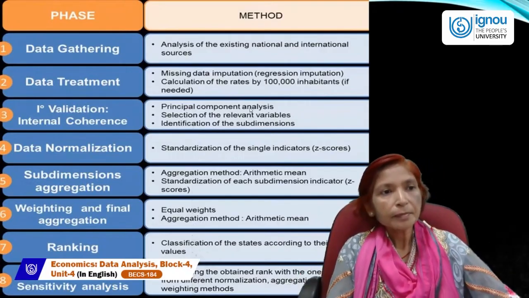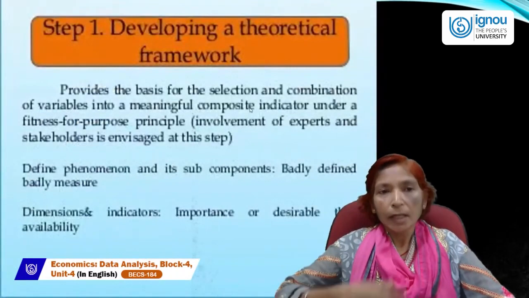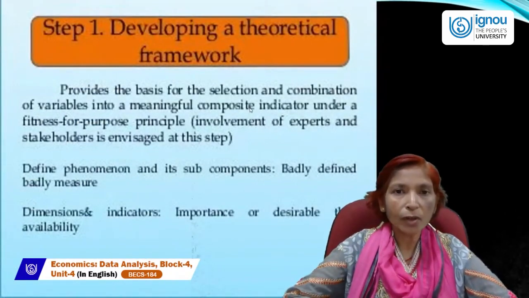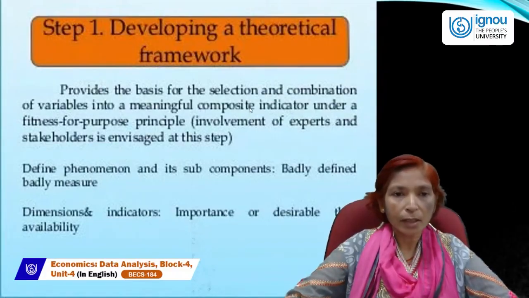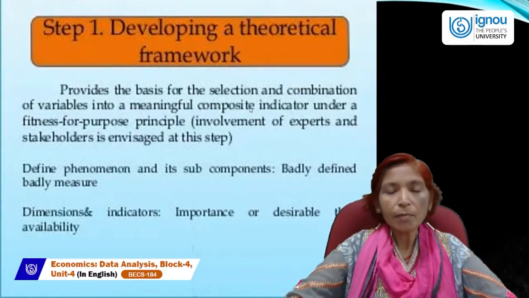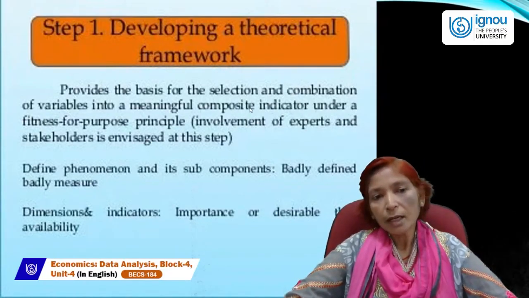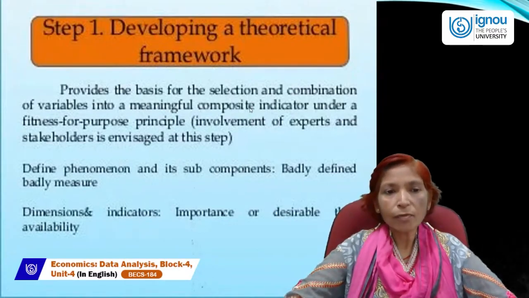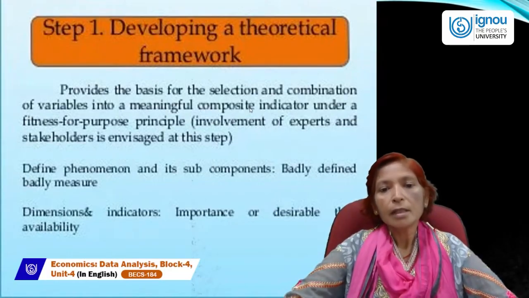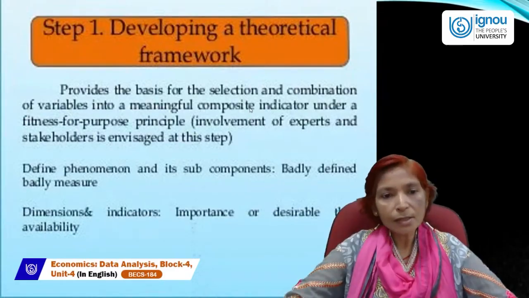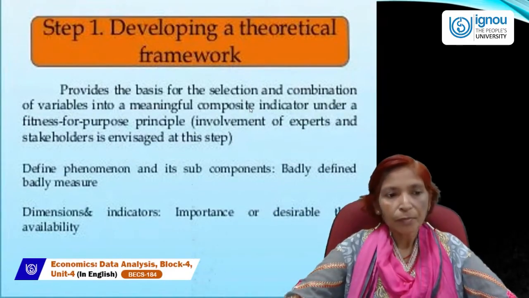Next is step 1. First of all, if we construct this composite index, we will develop a theoretical framework. How can we develop a theoretical framework? The theoretical framework provides the basis for the selection and combination of variables into meaningful composite indicators under a fitness for purpose principle. Involvement of experts and stakeholders is envisaged at this step.